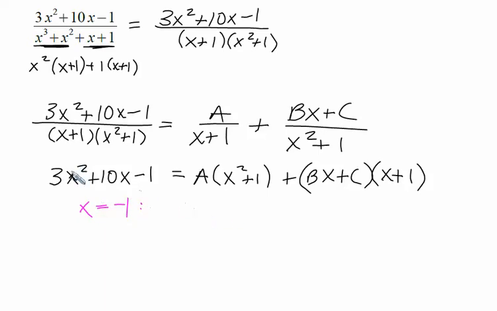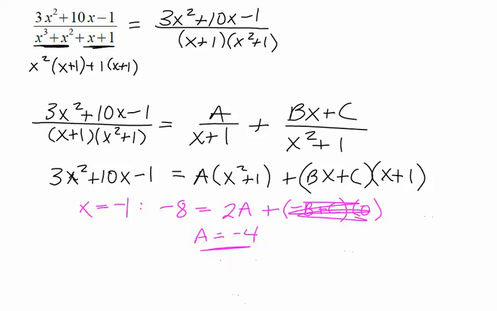On the left-hand side, that's going to be 3 minus 10 minus 1, which gives us a negative 8. When we plug that in over on the right-hand side, we're going to get 2a plus a negative b plus c times 0. Ooh, that cancels. That doesn't even really matter. And we'll get that a is equal to negative 4.